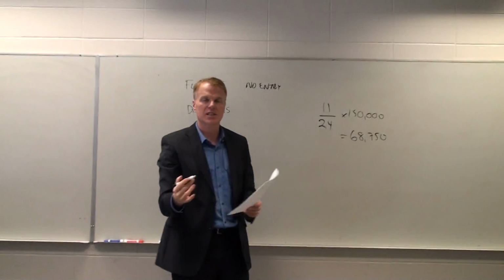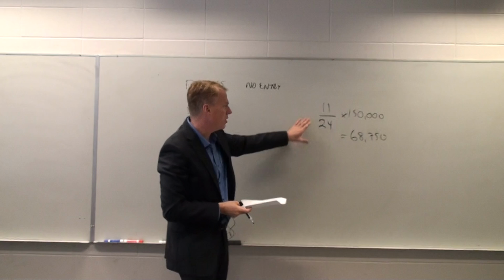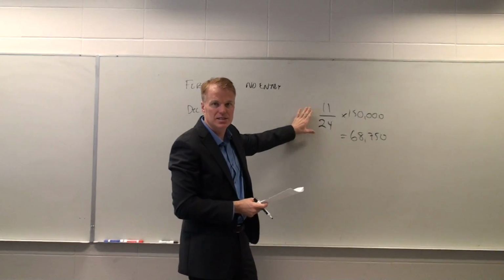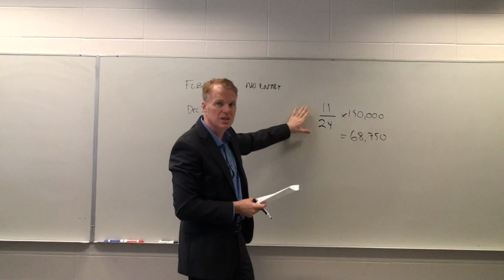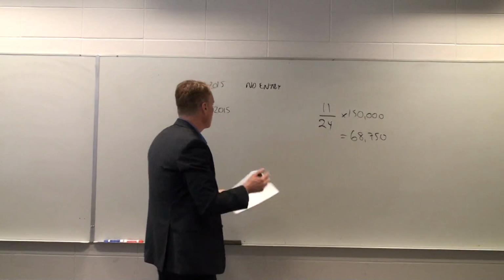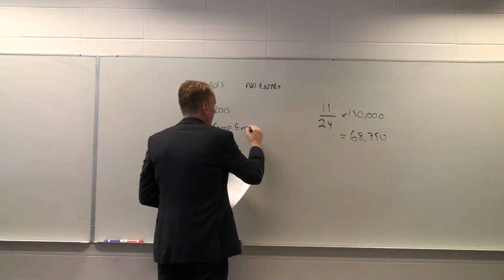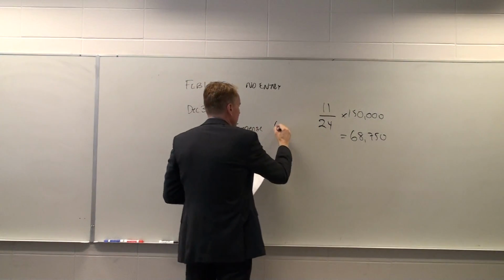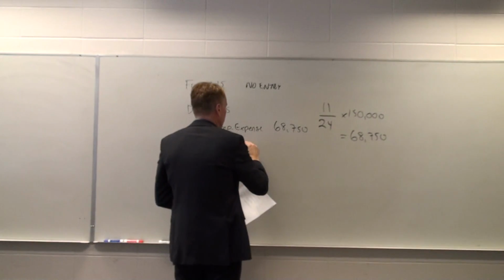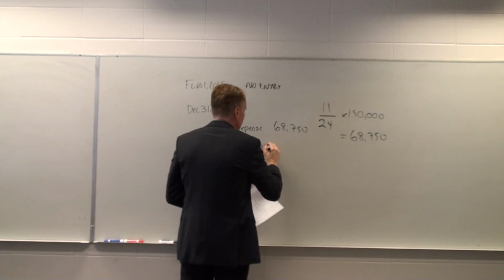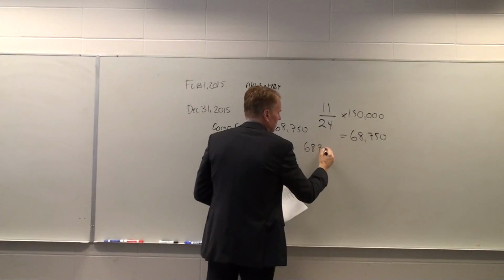That'll equal 68,750. So there's the first key thing: we have to recognize a compensation expense here for the first 11 months. So we're going to have our first entry, compensation expense, $68,750, and the credit will be contributed surplus stock options, $68,750.